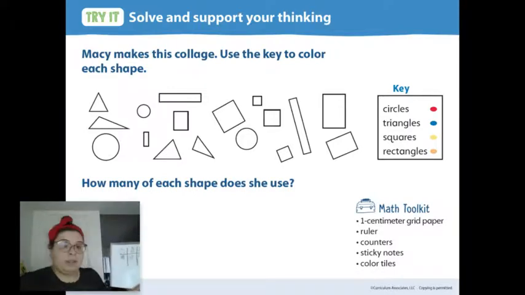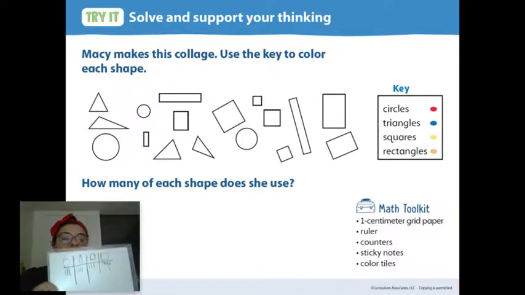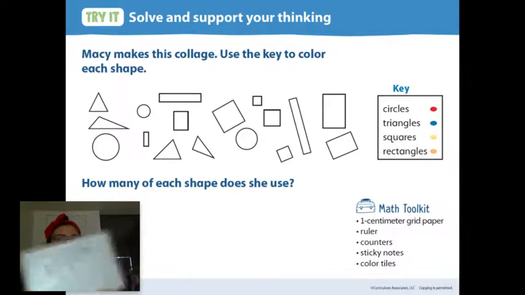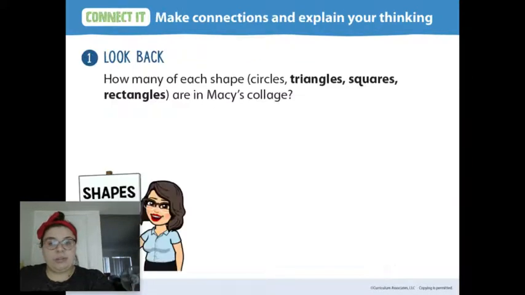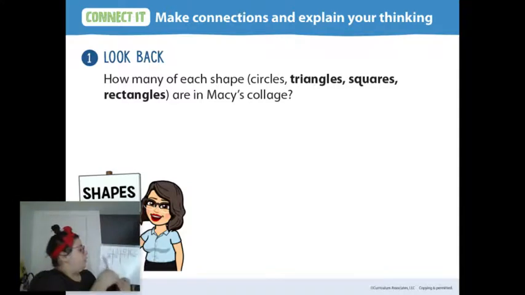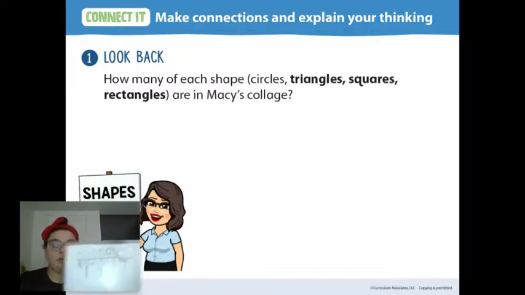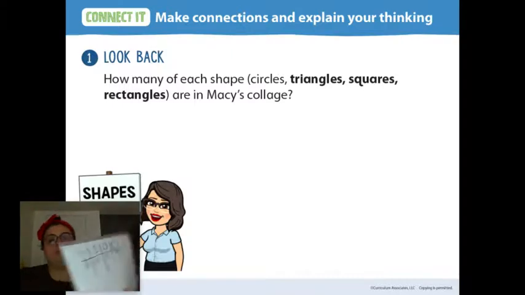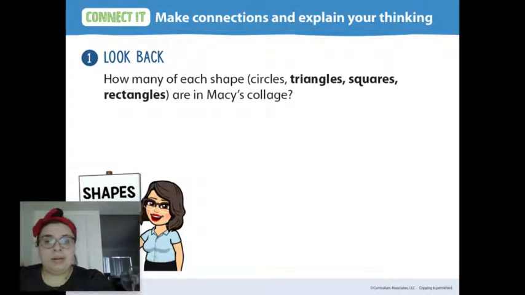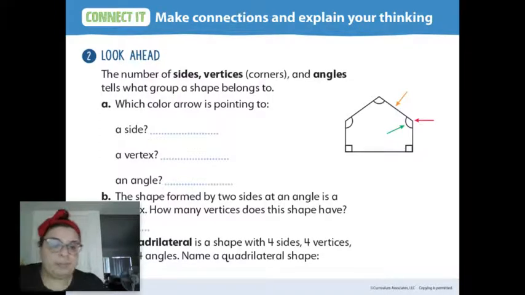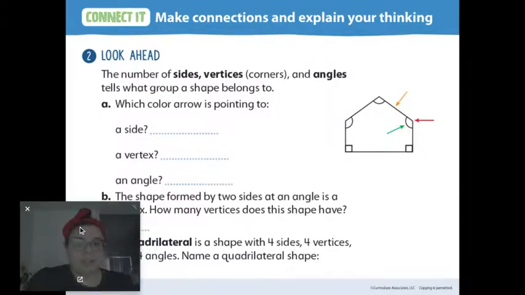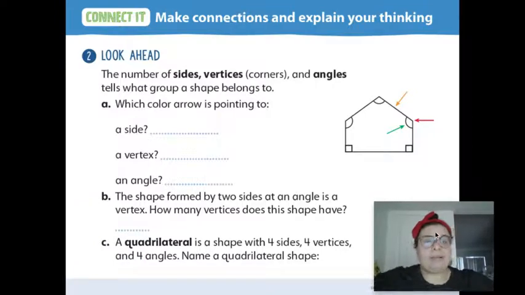Okay, pretty. You can pause this video if you need to catch up. All right, I'm going to go to the next one. So far we said that we have 3 circles, we have 4 triangles, 3 squares, and 6 rectangles. All right. Before we move on, actually, let's go to the next slide. I'm going to move my face over here so we can see. All right, let's look ahead.